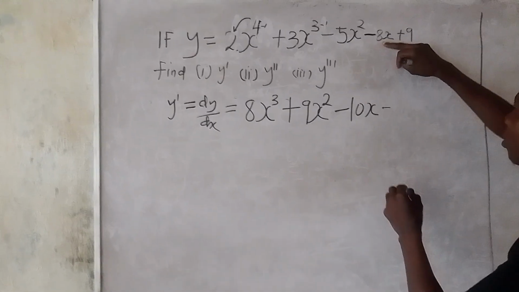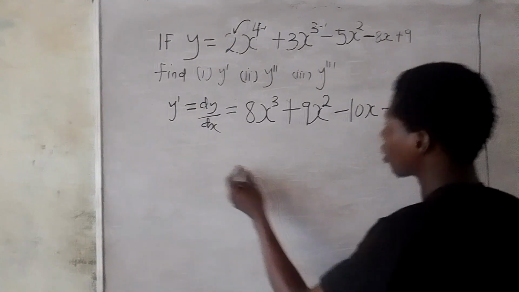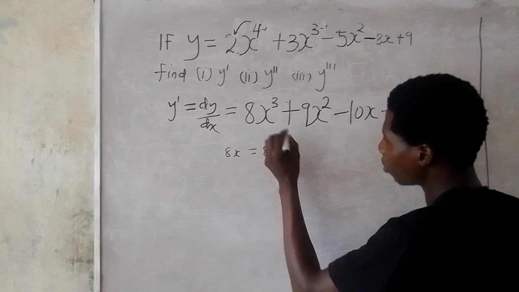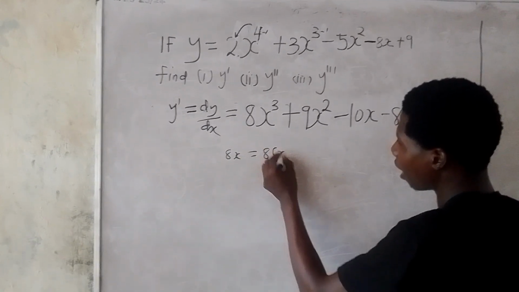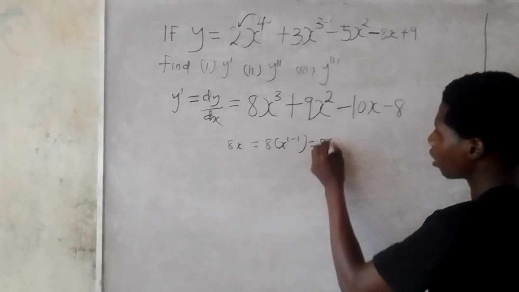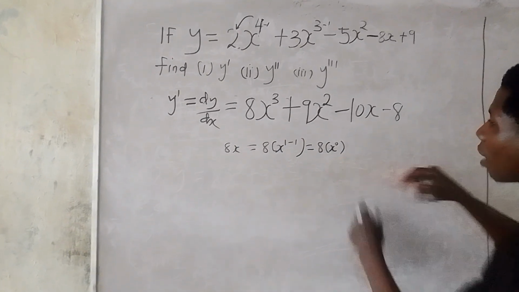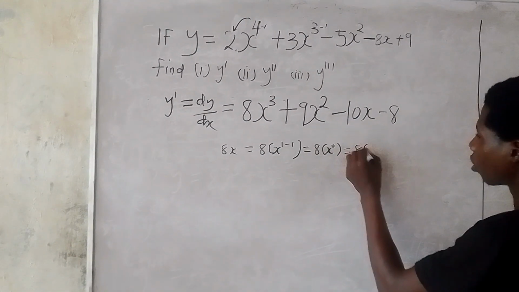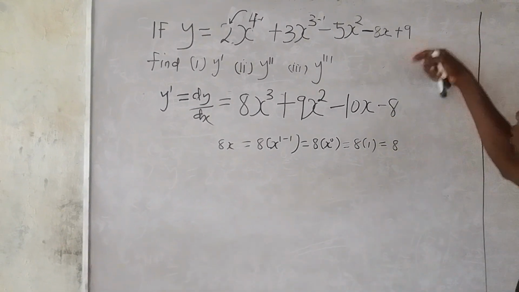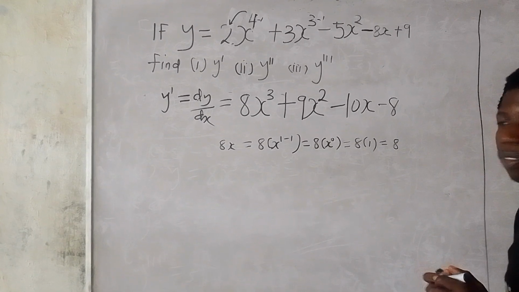Then minus, differentiate this, 8x, you have 8. Why is it 8? The reason is that 8x is equivalent to 8 multiplied by x raised to 1 minus 1, which is x raised to 0. And you know that anything raised to the power 0 is equal to 1. So equal to 8. That is why we have this 8. And anytime you differentiate a constant, you always have 0, so there's no need for you to write that one.